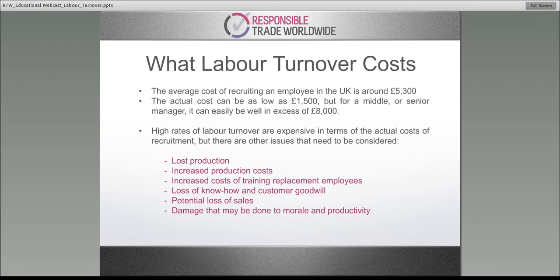Lost production. Increased production costs, for example the use of overtime to cover staff shortages. The increased costs of training replacement employees. Loss of know-how and customer goodwill. Potential loss of sales, for example if there is high labour turnover amongst the sales force. Finally, damage that may be done to morale and productivity, which is an intangible but potentially significant cost. Combined with the costs of recruitment, all of these can have a major impact on the ability of your organisation to succeed in a highly competitive marketplace.